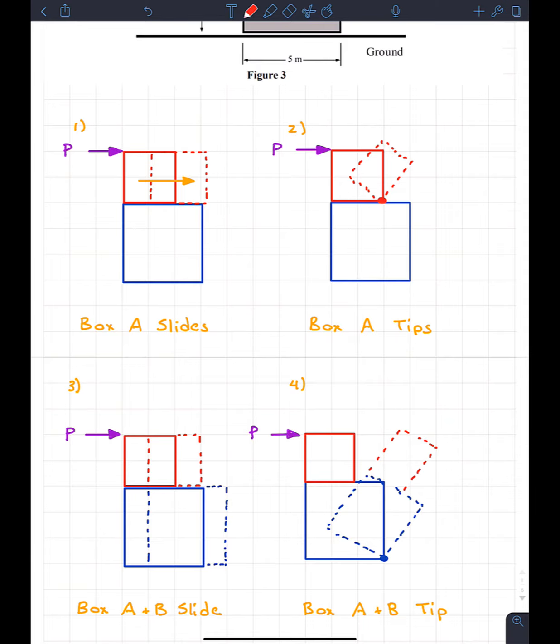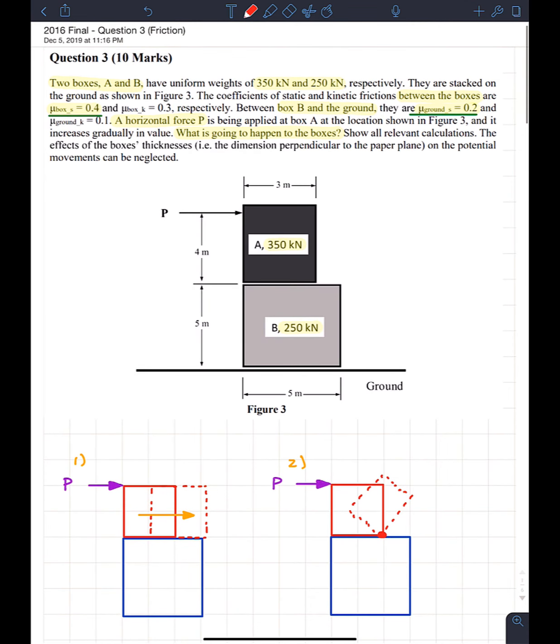So I hope this helped you guys. This question wasn't too bad. There are going to be a lot worse questions that we're going to go through, so hopefully this was nice for you guys.